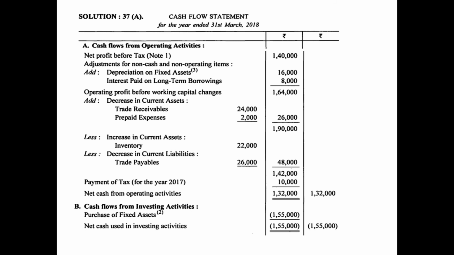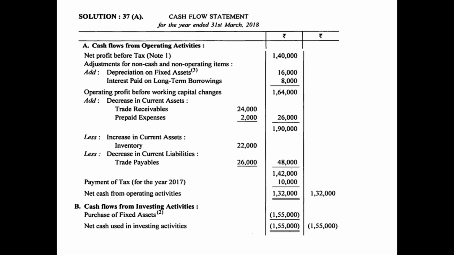Now let us have a look at the cash flow. Very important, you have to write the date. We have written cash flow statement for the year ended 31st March 2018. The A part is the cash flow from operating activities. We are starting it with net profit before tax as we have calculated in the working note, 1,40,000.